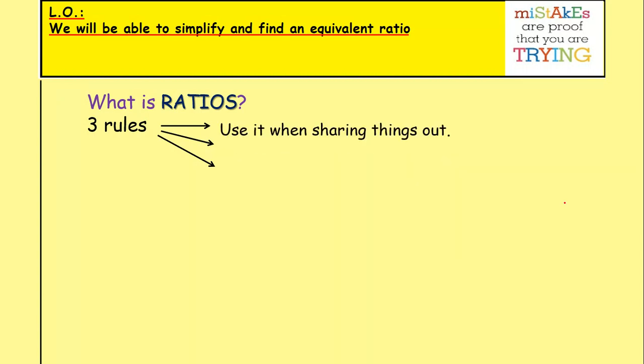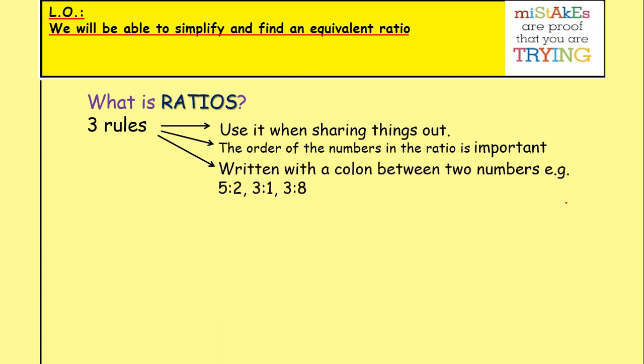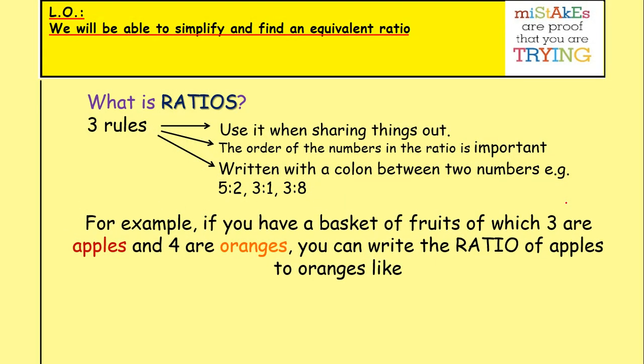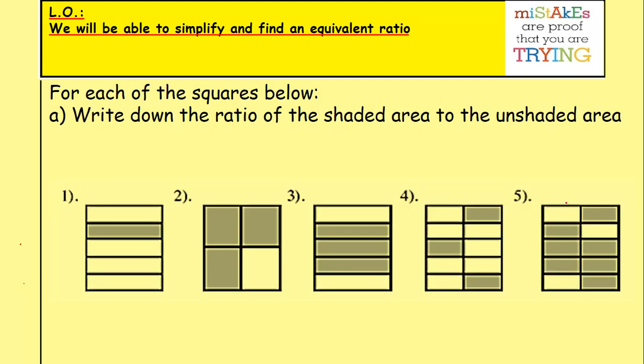So one of the rules is use it when sharing out. Second, the order of the numbers in the ratio is important, and it is written with a colon between the two numbers. Here is an example as well. If you have a basket of fruits of which 3 are apples and 4 are oranges, you can write the ratio of apples to oranges like 3 to 4.